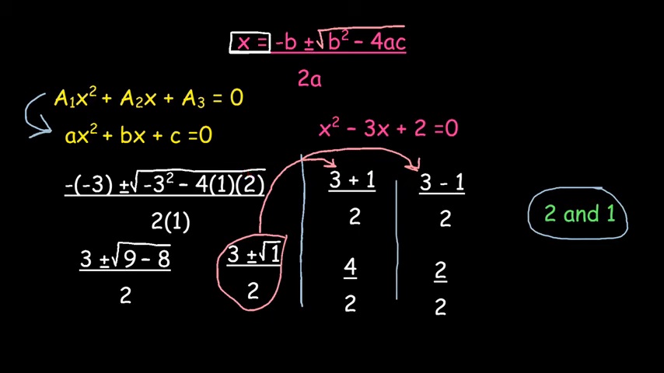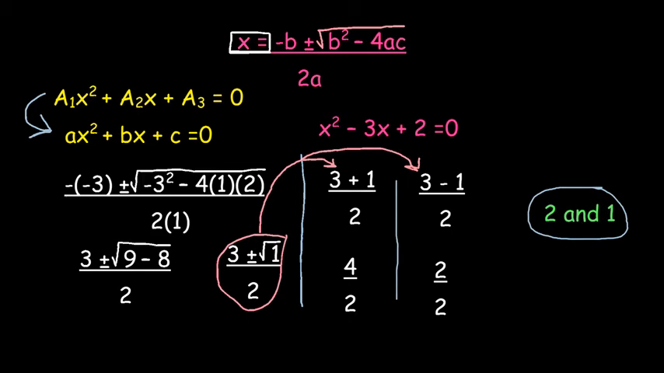2. So if you just put in the values in this formula, you get minus of minus 3 plus minus square root of minus 3 squared minus 4 into 1 into 2 divided by 2a, which is 2 into 1. This results in 3 plus minus square root of 1 entirely divided by 2. Square root of 1 equals 1.